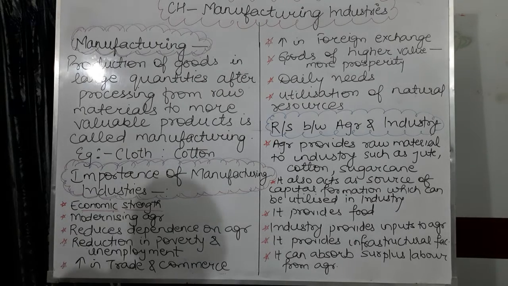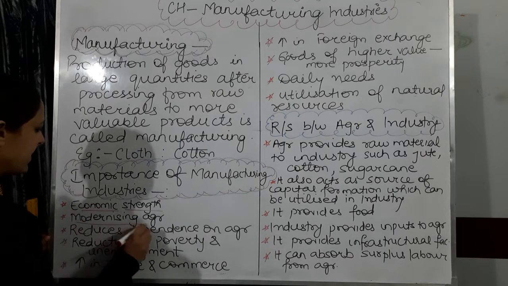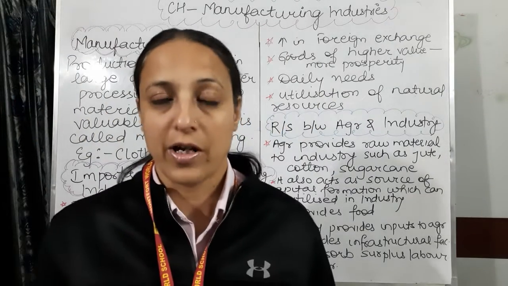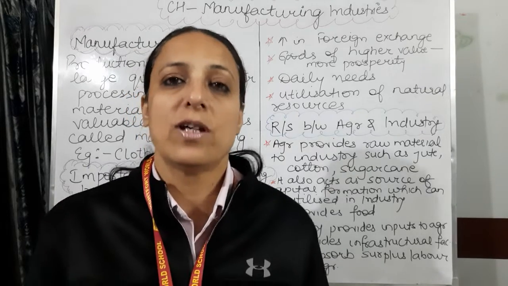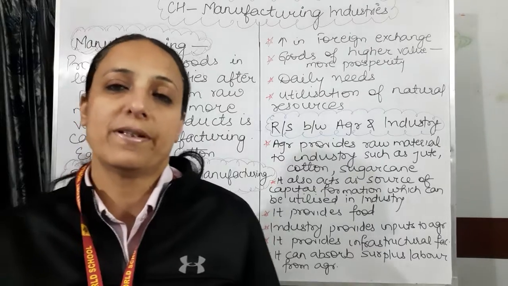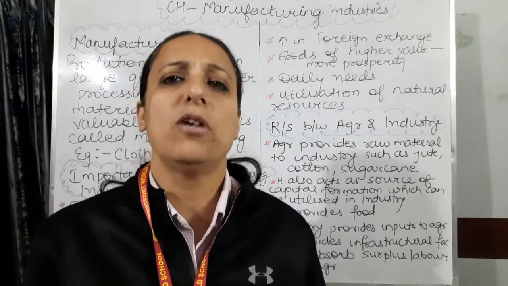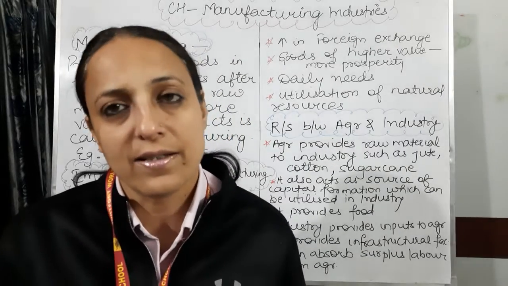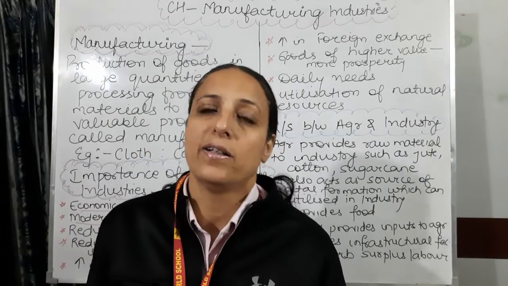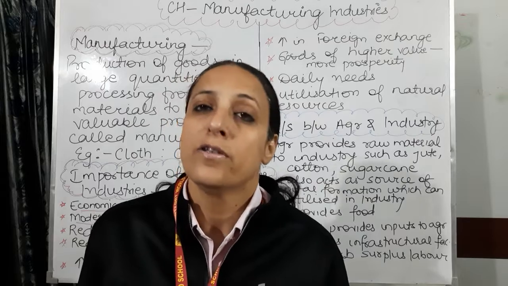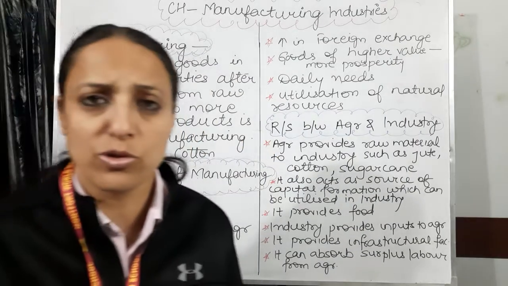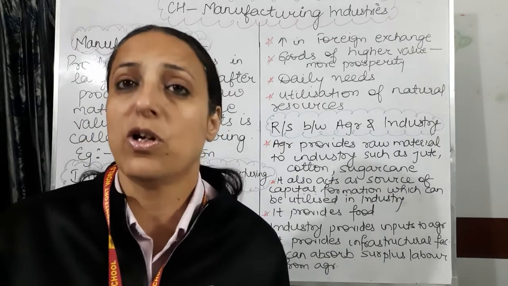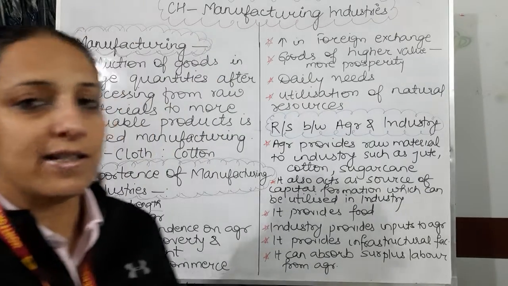Next is modernizing agriculture. This is the next importance of the manufacturing industries, that they help in modernizing agriculture by providing equipment required to improve the productivity of agriculture. Many equipments are required: machinery, fertilizers, HYV seeds, pesticides, combines, tractors, threshers, harvesters. All these are required in order to make the agriculture production process more efficient. This is possible because of manufacturing industries only.